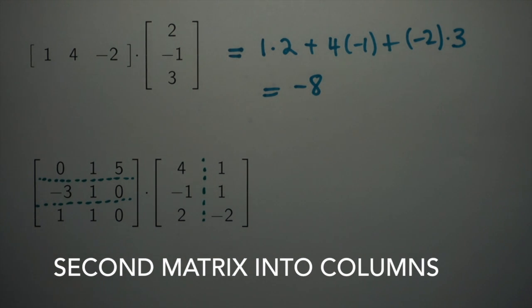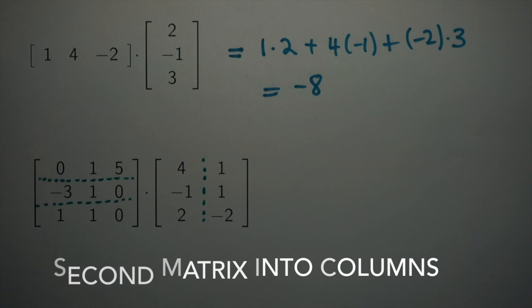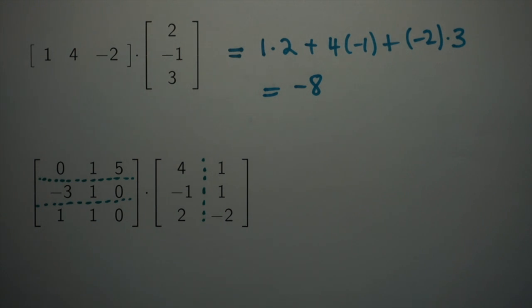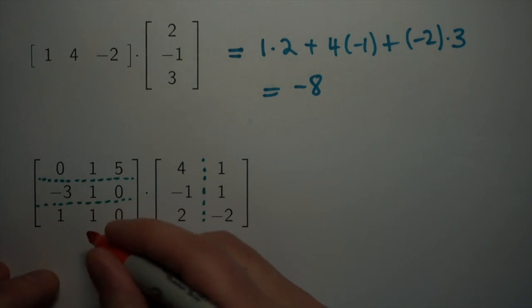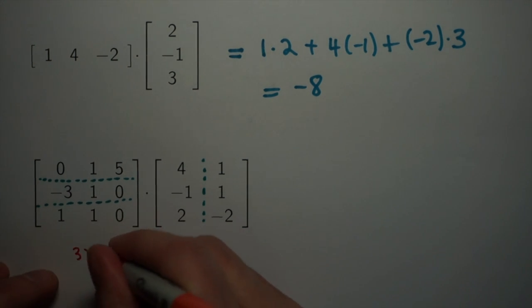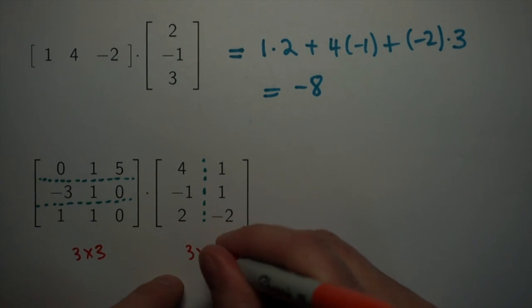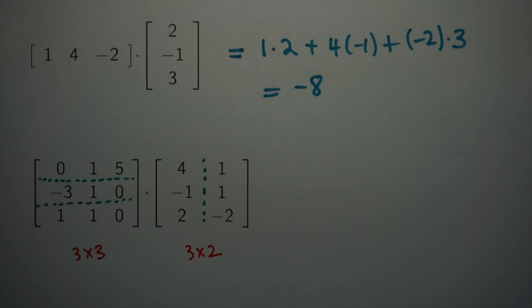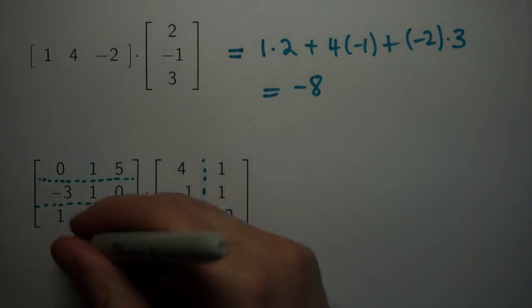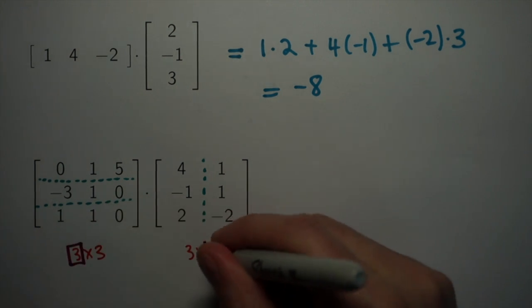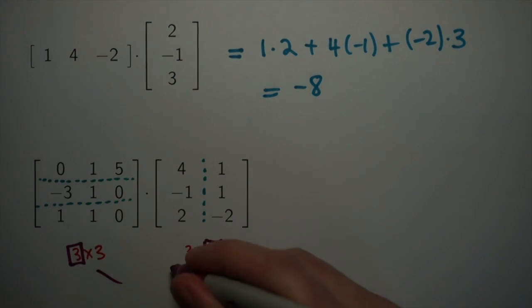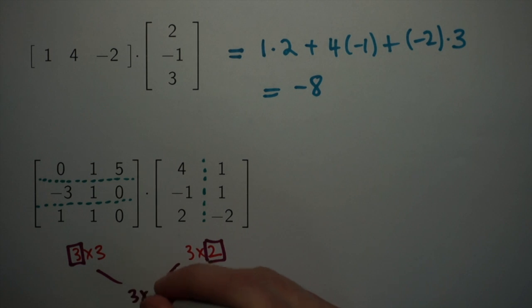To check to see if these matrices can be multiplied, we need to look at the sizes of each and then check the number of columns of the first matrix and the number of rows of the second matrix to make sure they match. So we do that. The first matrix is 3 by 3. The second matrix is 3 by 2. Because the number of columns of the first matrix match the number of rows of the second matrix, we are allowed to multiply these. The resulting matrix is going to be 3 by 2. That is the number of rows of the first by the number of columns of the second.